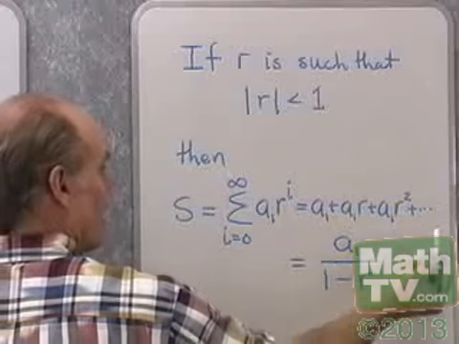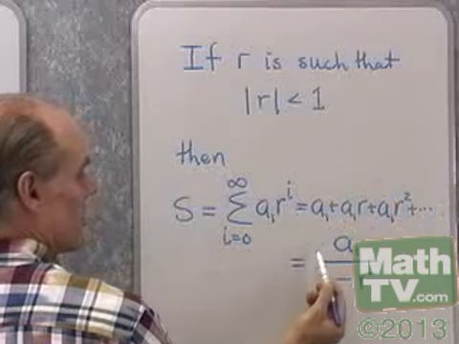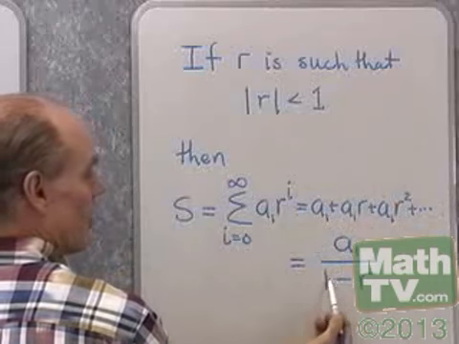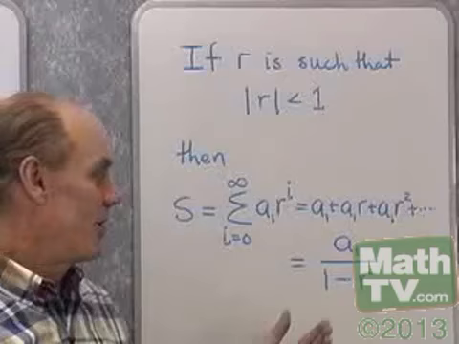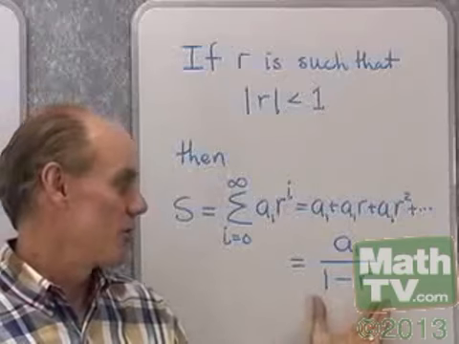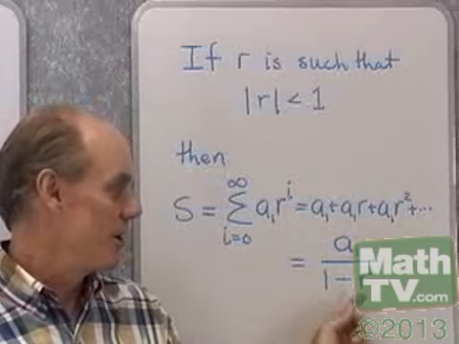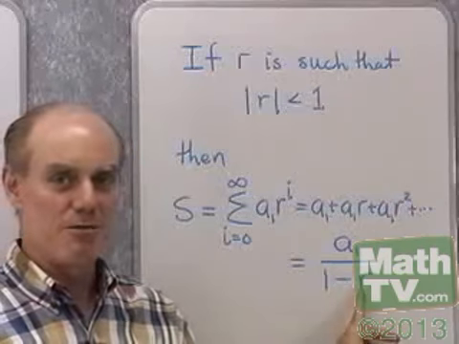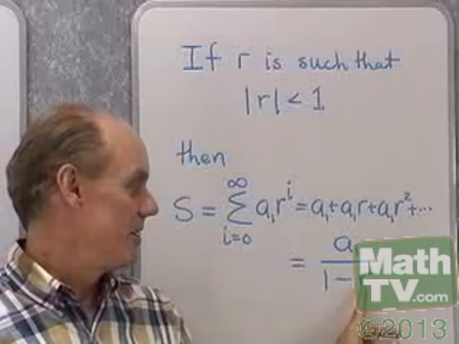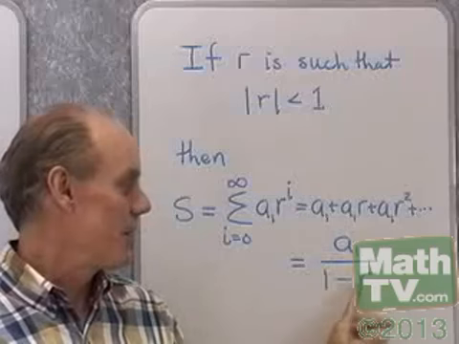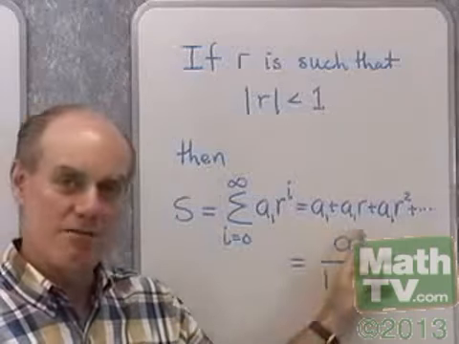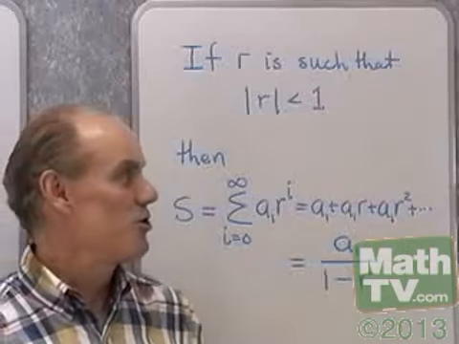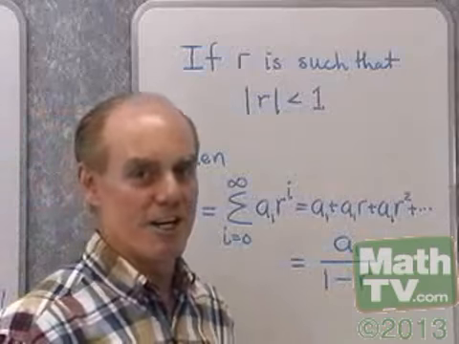that is, the sum of all the terms in this sequence, is equal to A sub 1 over 1 minus R. Now, if you want to see the derivation of this formula, you have to look in the book. But it is a nice, simple formula. The only requirement is that the absolute value of R be less than 1. If it is, we simply take the first term, divide by 1 minus R, and that is this infinite sum right here.